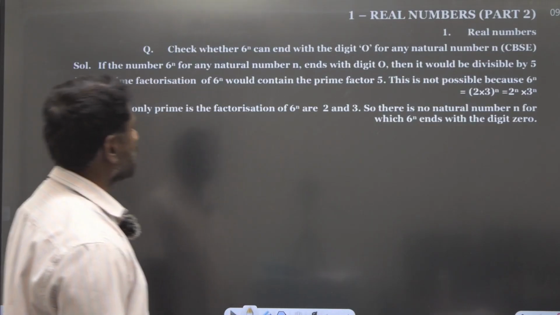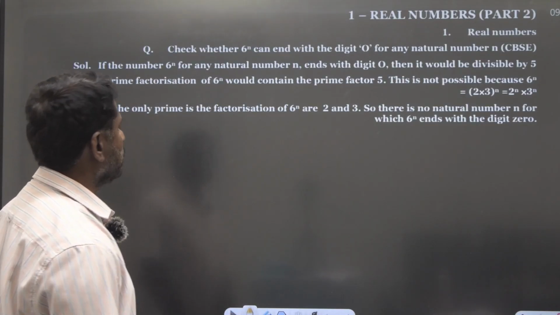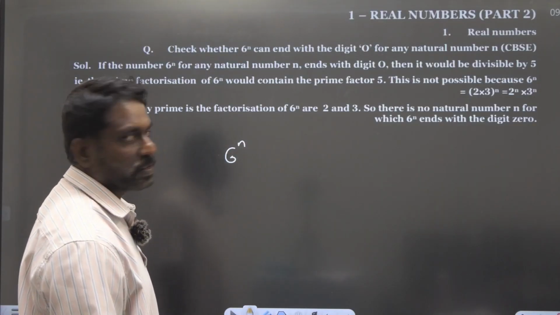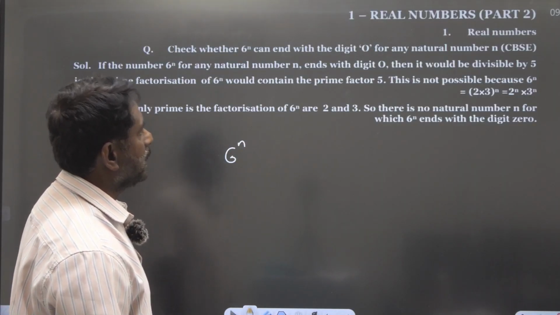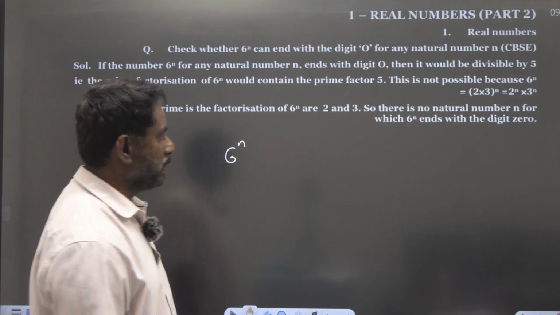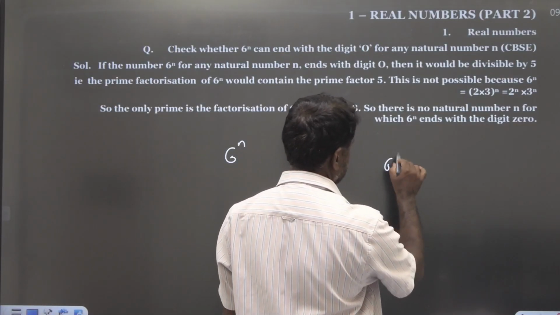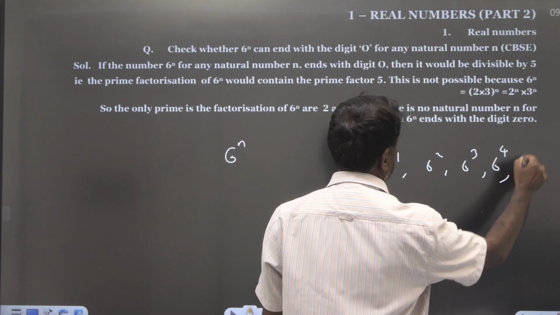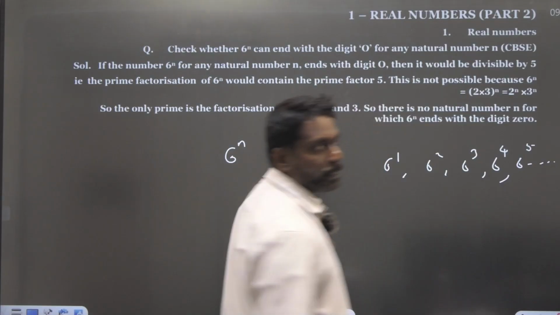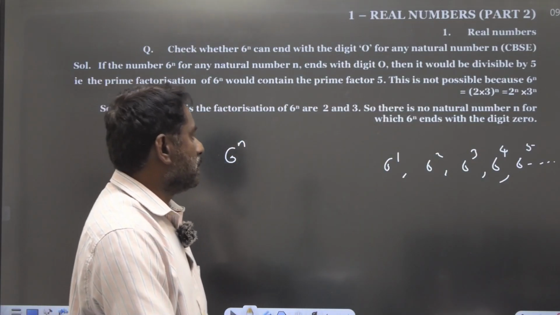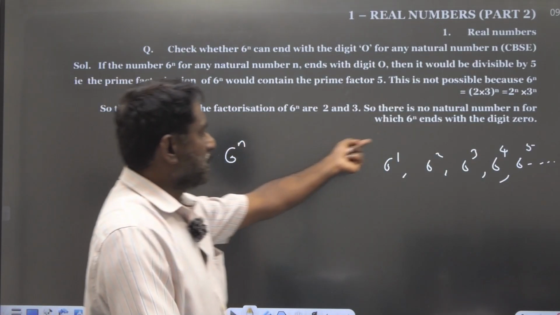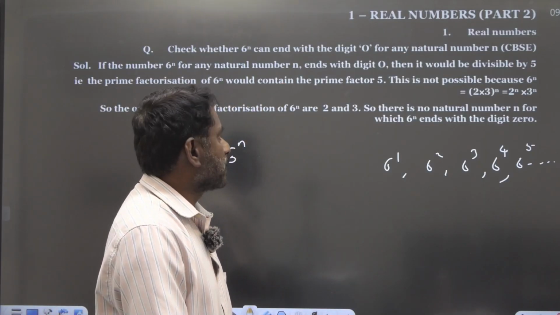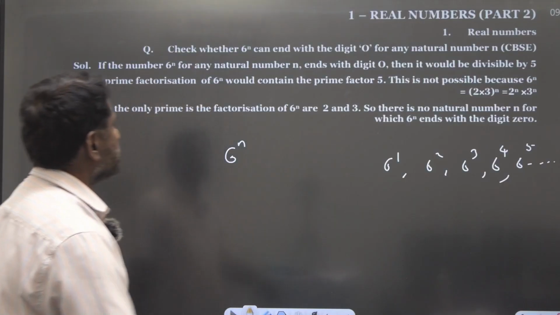6 raised to n can end with the digit 0 for any natural number n. That means 6 raised to 1, 6 square, 6 cube, 6 raised to 4, 6 raised to 5, etc. We have to check whether these numbers end with the digit 0.